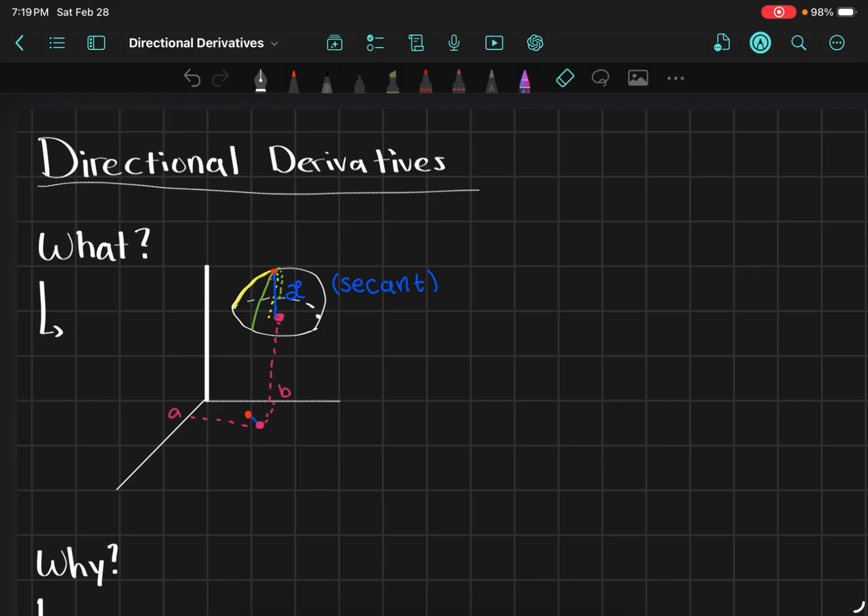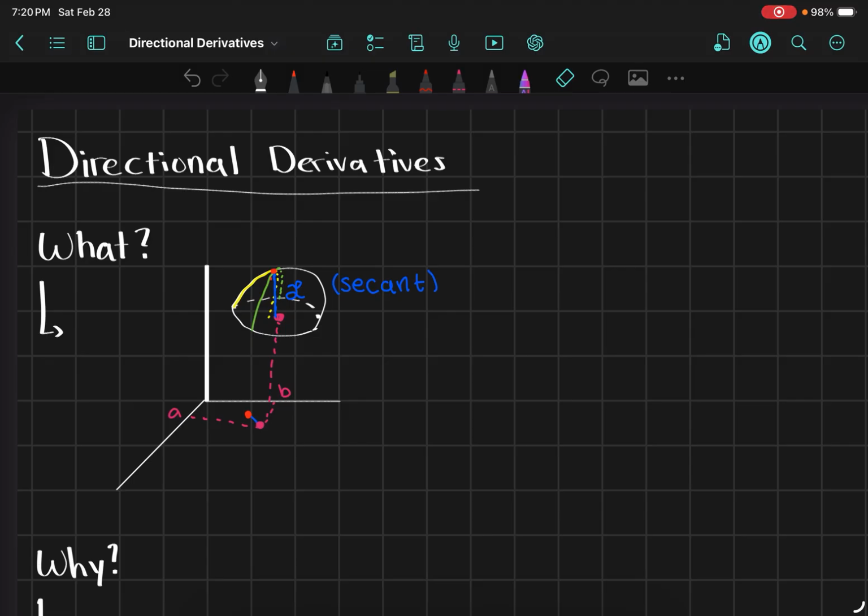So briefly, I just want to talk about exactly what a directional derivative is. Essentially, a directional derivative is taking the secant line between two partial derivatives and a singular point. If we can do that, then we'll essentially calculate the slope at a specific area or in a specific direction.